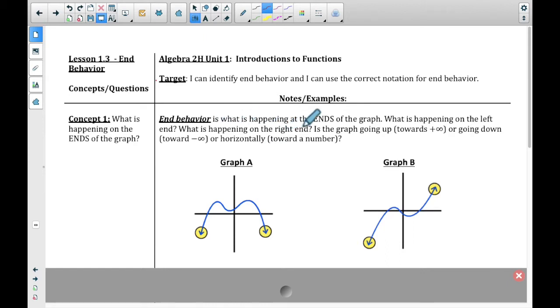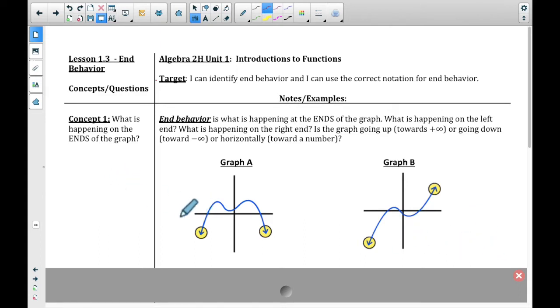End behavior is what's happening at the ends of the graph, what is happening on the left end, and what is happening on the right end. Is the graph going up towards positive infinity, or is it going down towards negative infinity, or is it going horizontally towards a specific number? And so here I just am showing you two different examples. This one, we're talking about only the left end and the right end. That's why it's highlighted. On this one, we're only talking about the left end and the right end. That's where it's highlighted. We don't care about the middle.